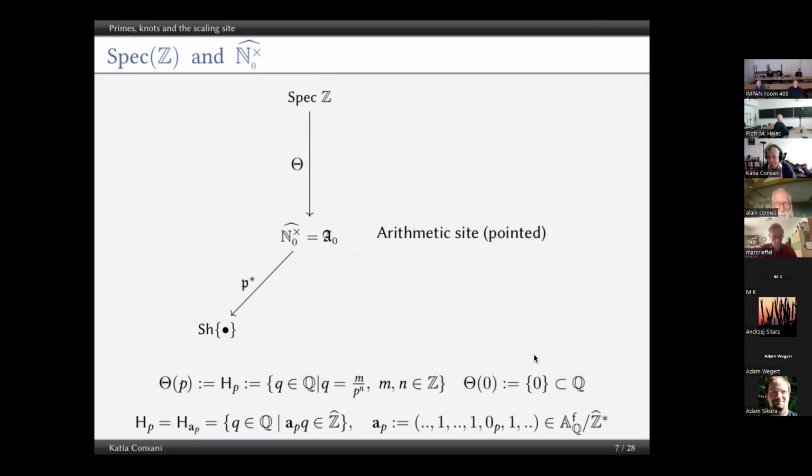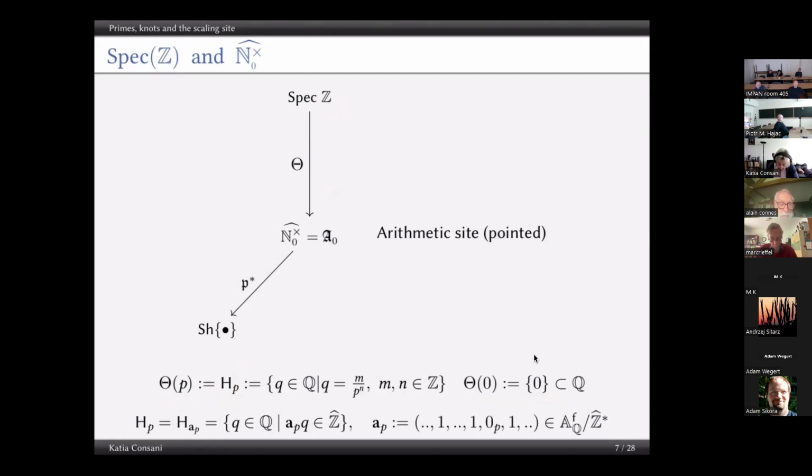Okay, there is a version of the arithmetic site in which you map the generic point to the adele, which is 0. So then if you take any prime in Spec Z, then you map this prime, at least in the easy form, to a subgroup of Q, which I denoted HP here, which is the subgroup of Q which has denominator a power of P to the N. Okay? And as I said, the generic point is taken into consideration in this statement.